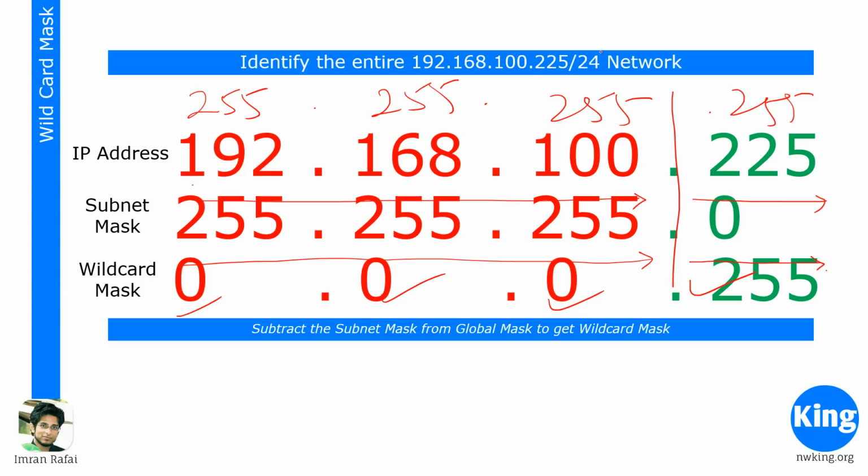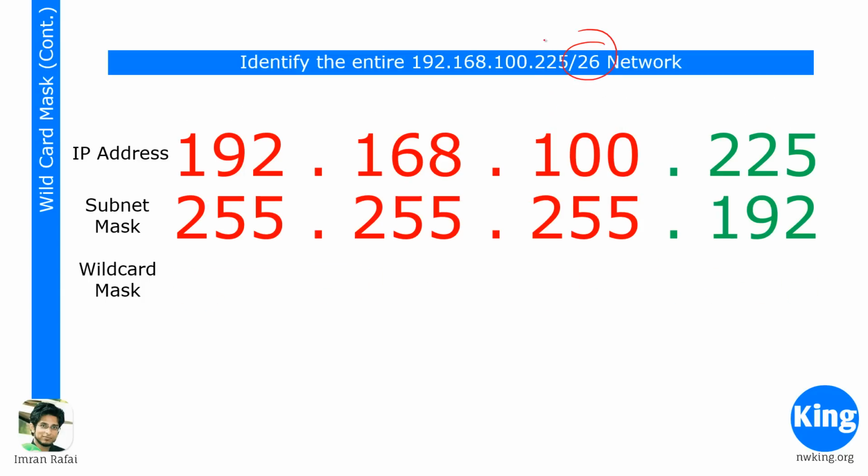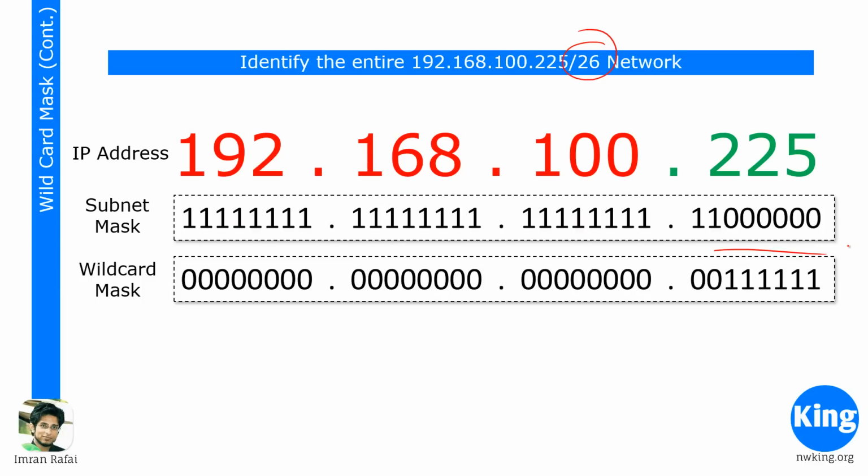In the last slide we saw /24. Now we look at /26, right? So if it is /26, you know 255.255.255.192 is the last octet in your subnet mask. But if you look at a bit level, you see that you have 24 plus 2, 26 bits of ones, and then you have 6 bits of zeros, right? So if you do the inverse of that, then you get 26 bits of zeros in the wildcard mask, and then you get 6 bits of ones in your wildcard mask.